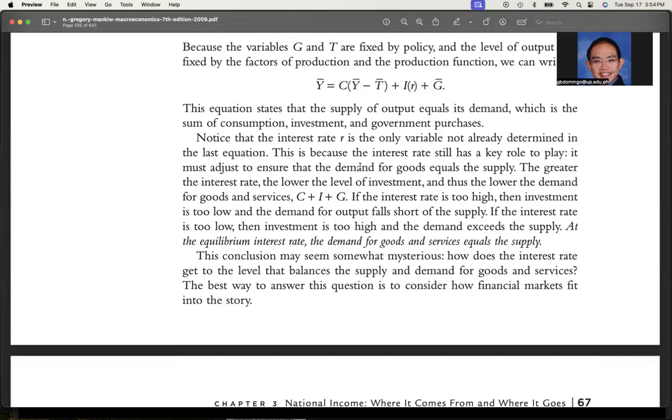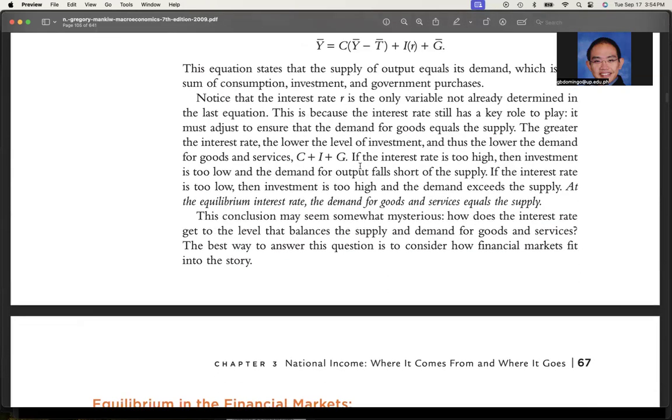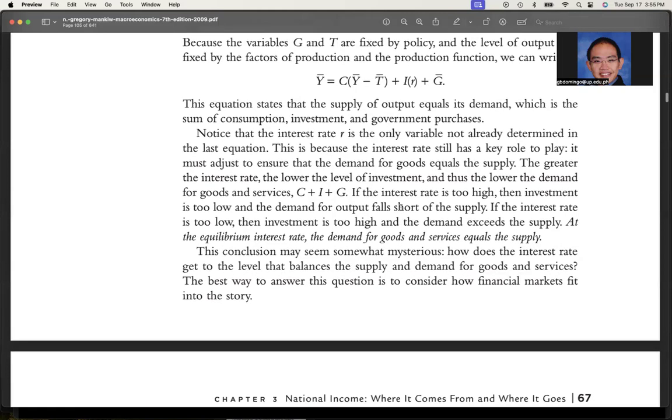It has a key role to play. It will ensure that demand for goods and services equals the supply. The greater the interest rate, the lower investment is, and thus the lower the demand for goods and services, C plus I plus G. If the interest rate is high, the investment is low, then the demand for output falls short of the supply. If the interest rate is too low, the investment is too high and demand exceeds the supply. Okay. At the equilibrium interest rate, the demand for goods and services equals the supply.